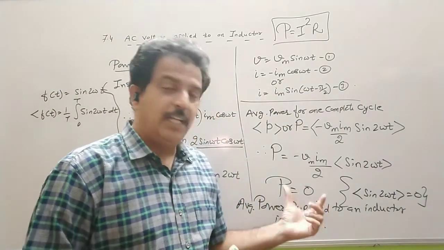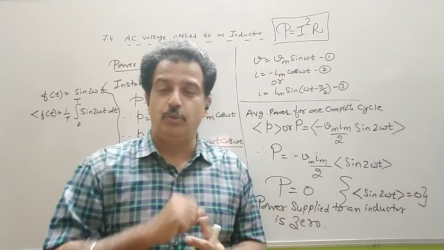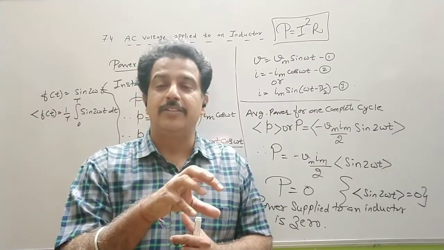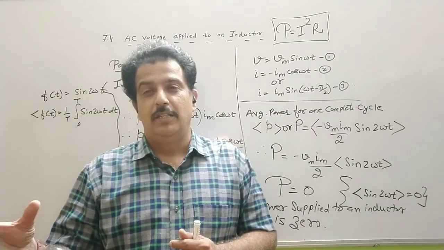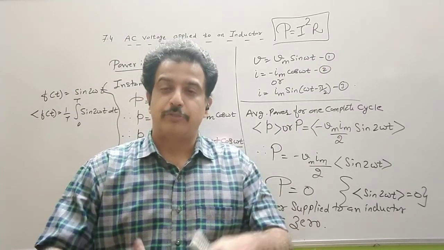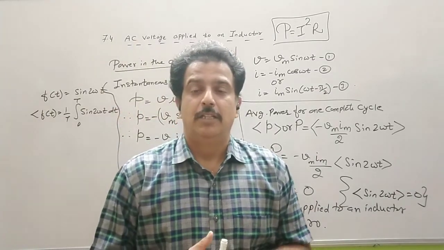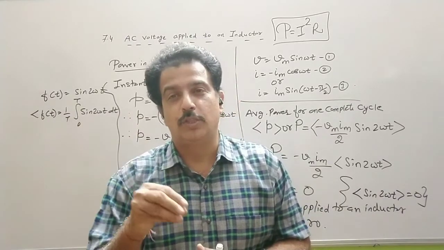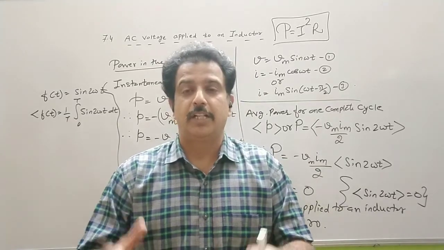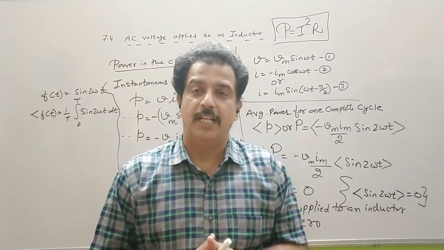So power means energy per unit time. So our source will give energy to an inductor. The inductor will store that power or energy in the form of a magnetic field, and it will return that power back to us. So first we will do the work against. We know that whenever work is done against anything, the energy is stored. If the work is done against gravitation, it is gravitational potential energy. If the work is done against a restoring force, it is elastic potential energy.